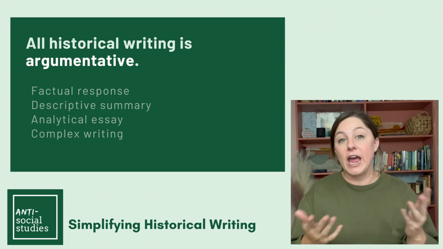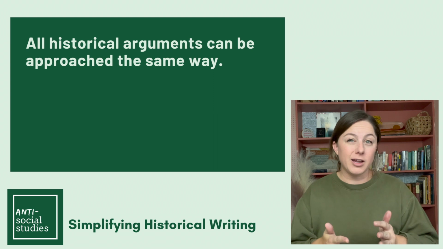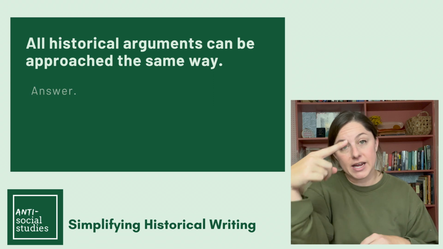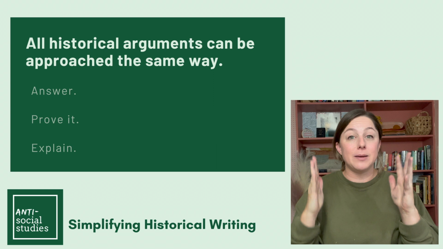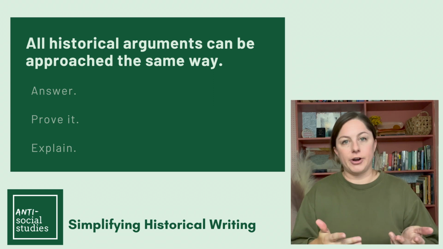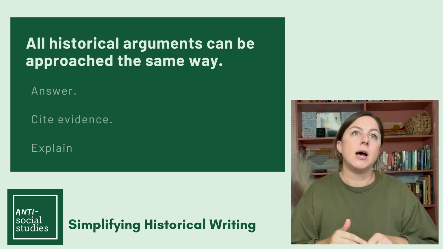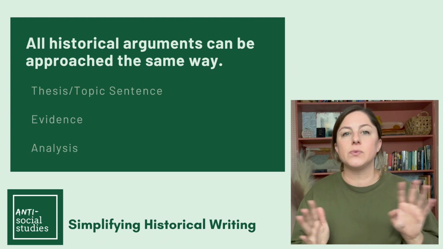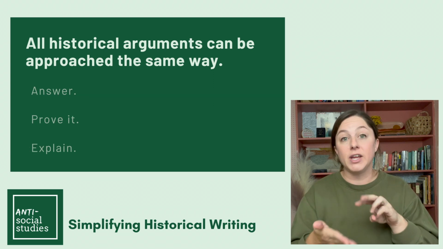So now that we can view any historical question through the lens of argumentation, all historical arguments can essentially be approached in the same way. You just have to do 3 things. You have to answer the question, you have to prove your answer with evidence, and then you have to explain all of it in a way that makes sense to someone else's brain. APE. Now, you might also see and hear other acronyms. Some teachers use ACE: answer, cite a specific piece of evidence, and then explain it. Some other teachers use TEA: thesis or topic sentence, evidence, analysis. Whatever it is, it's essentially the same 3 components every single time. Answer the question, prove it, explain it.